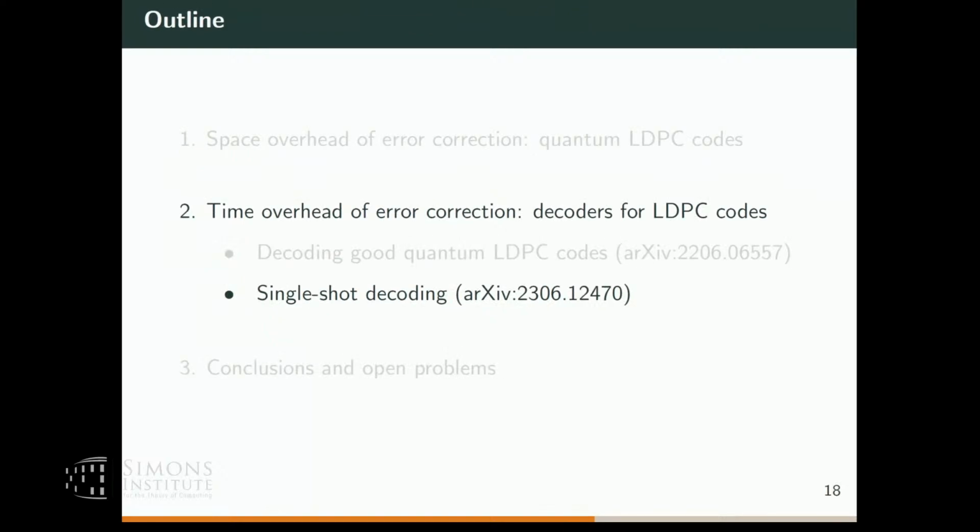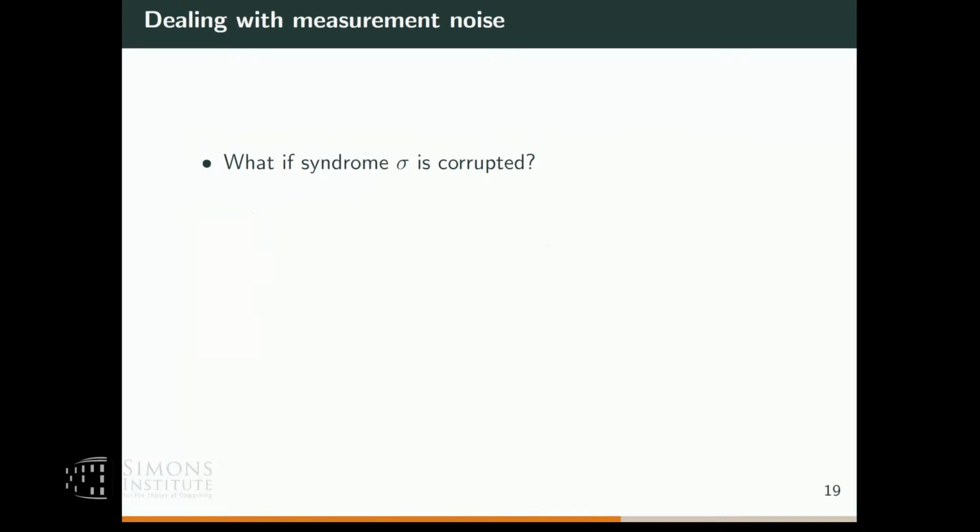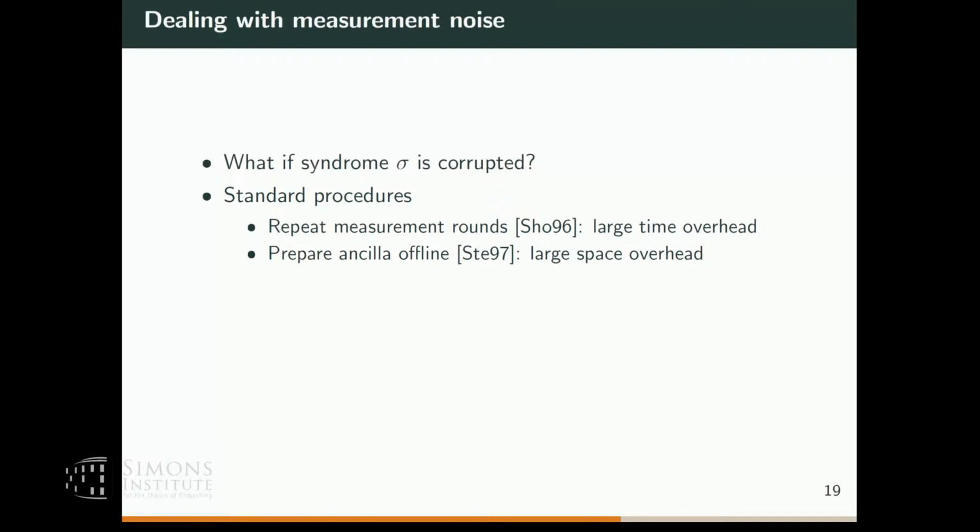Okay, so now let me get into the single-shot decoding part. And I guess the main question here is, what happens if the syndrome is corrupted? Because you're running a quantum circuit to extract the syndrome, and you might end up with the incorrect syndrome bits. And there are a lot of standard procedures that can deal with this, which is that you could repeat measurement rounds. If one measurement round is unreliable, you just repeat until you get some consistent results. But this will incur a large time overhead, because you have to repeat a number of times equal to the distance, or the distance squared.